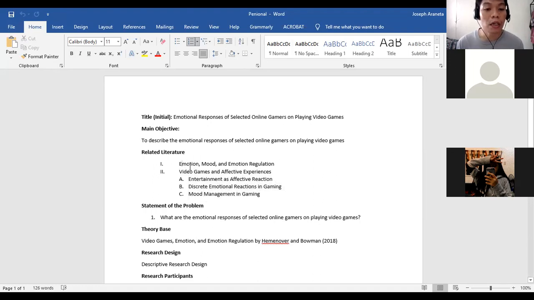First, emotion, mood, and emotion regulation. And then you need to look for related literature about video games and affective experiences. Tapos, ito na yung mga emotional responses according to the theory. Entertainment as affective reaction, discrete emotional reactions in gaming, mood management in gaming. So, ito yung mga topics ng literature na kailangan hanapin para sa study.